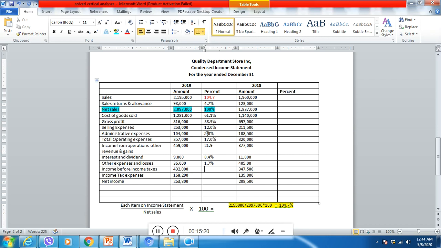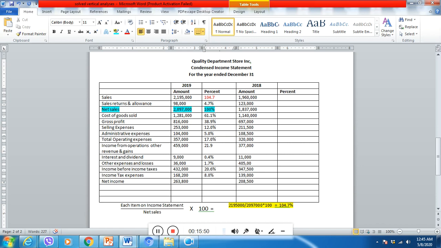All right. Income before income taxes divided by net sales multiplied by 100, it is 20.6%. Income tax, that is 168,200, divided by net sales, 2,097,000, multiplied by 100, and the answer will be 8%.